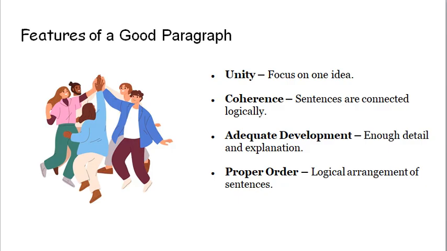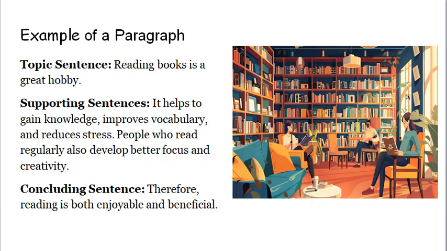A good paragraph isn't just about putting a few sentences together. It must have certain qualities. Firstly, there is unity, where you must stick to one idea only. Next is coherence, where the sentences must follow naturally. Then we have adequate development, where you don't just say I love cricket, and here you have to tell why, explain with reasons and examples. Lastly, proper order. Here you should arrange your sentences logically so the reader follows your thought process step by step.